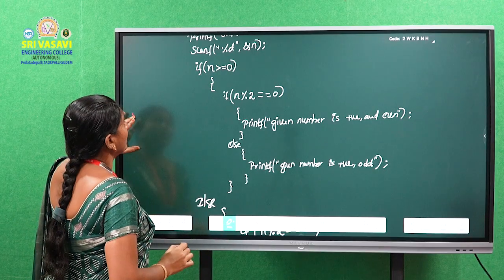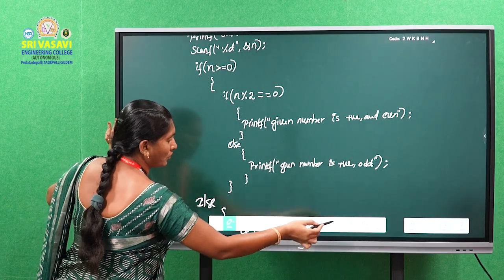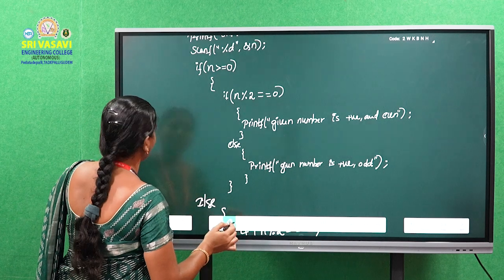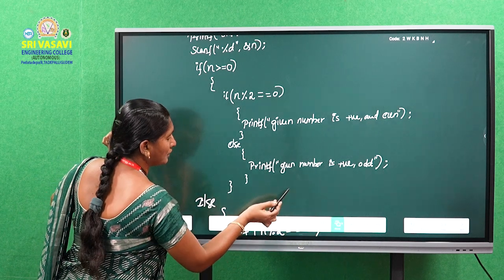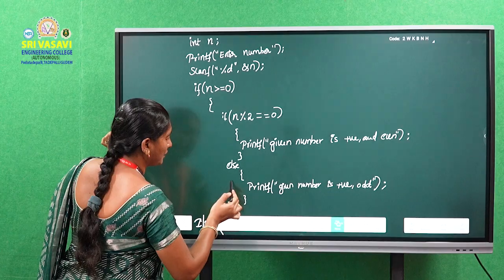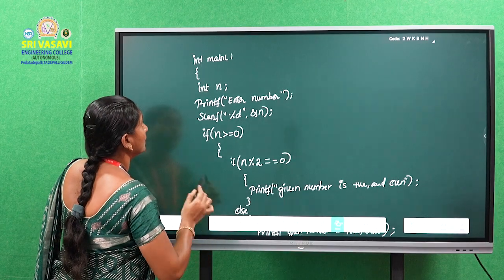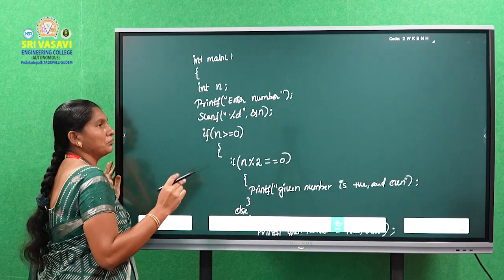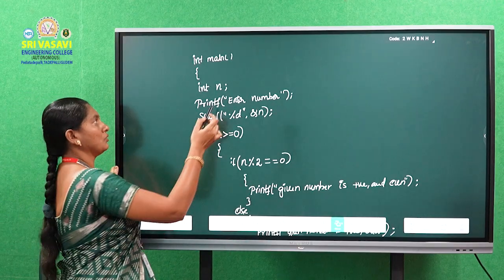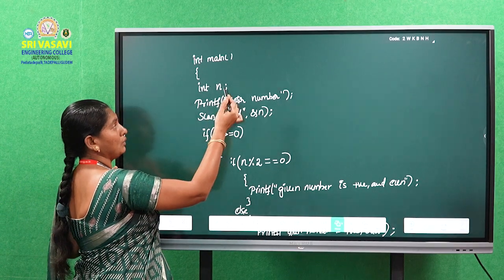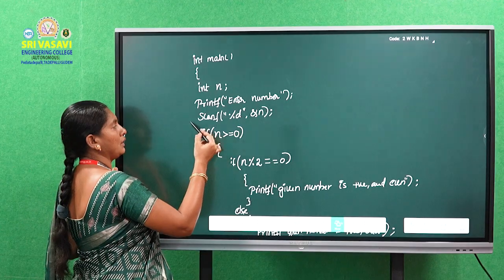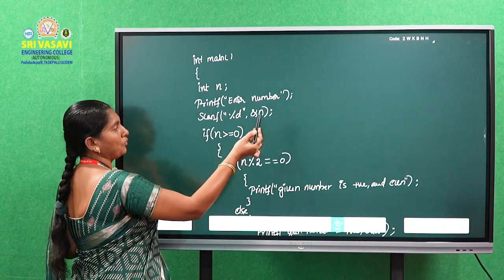So what are the required things here? That thing you have to know. I want to check a single number, whether that number is positive or negative, and if it is positive, again I want to check whether it is an even number or odd number. So that means I want to check only one number. So we have to declare our variable and next I am giving input to this number.